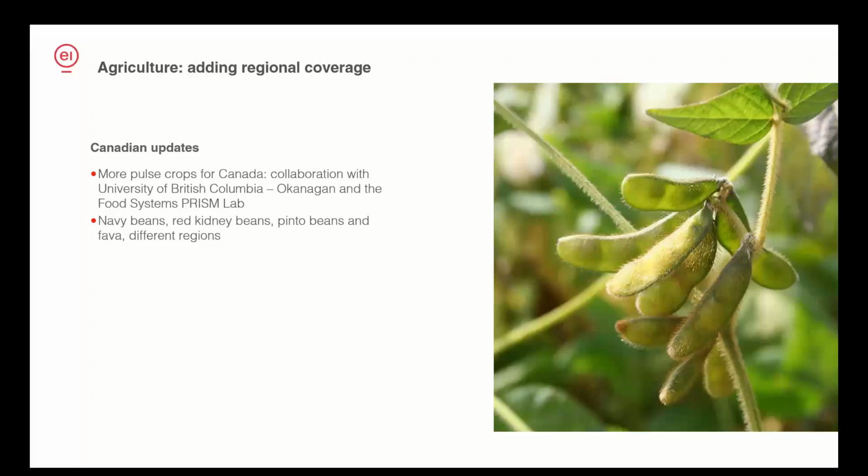So this update started already in version 3.8, where we added lentils and peas, and now completes the pulse crops in Canada by adding navy beans, red kidney beans, pinto beans, and faba beans to specific regions, the important producing regions in the country, such as Manitoba, Ontario, Alberta, etc.